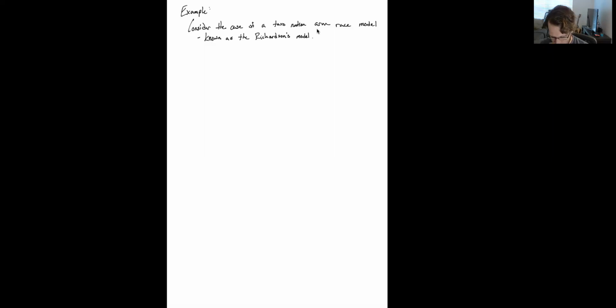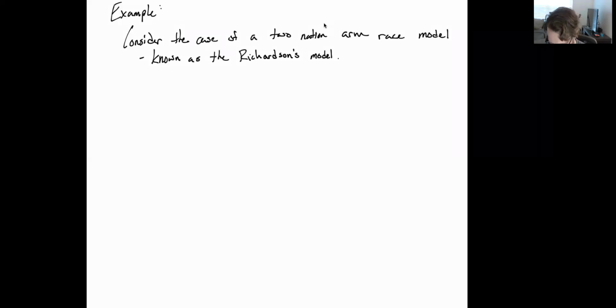Great. So this model is about an arms race between two nation states. In the literature, it's called Richardson's model. But basically, what this model reduces to is a linear dynamic system, where we have two nation states' armament values.